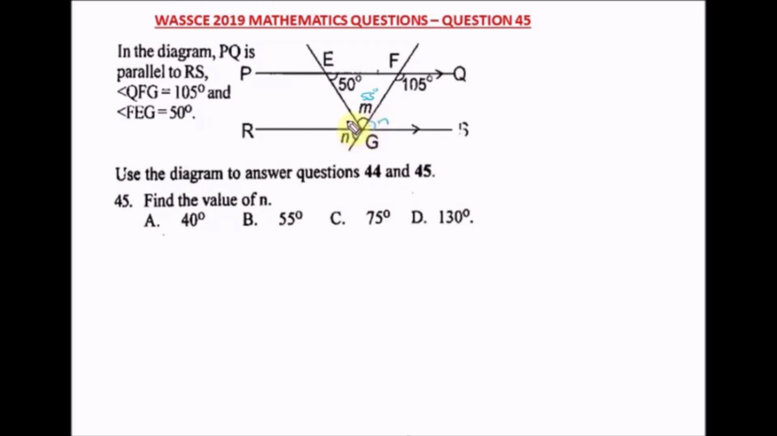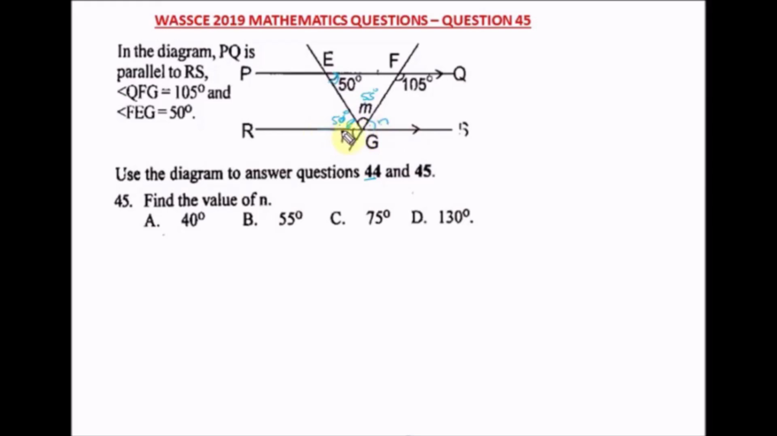And how do we find n? We have to also find this particular angle here. Okay, and remember alternate angles. Alternate angles are equal. So it means this angle is alternate to this. So if this is 50, this is 50. Alternate angles are equal. So we have 50 here, we have 55 here, which we've gotten earlier on in question 44, and n, which is what we're looking for.